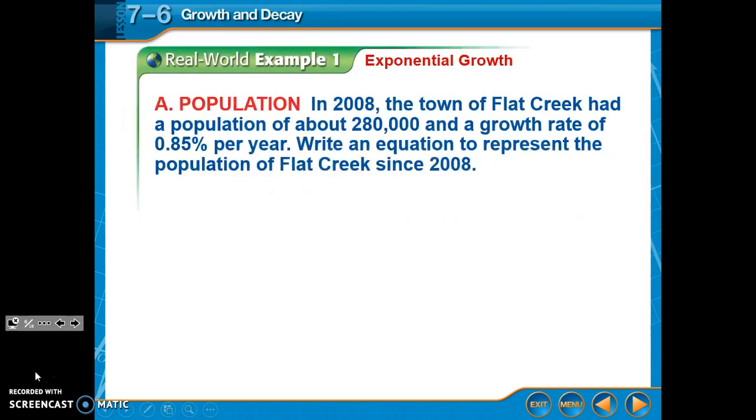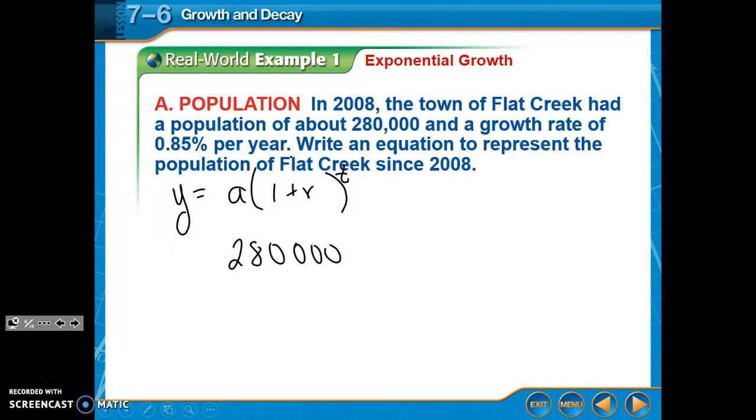Okay, so if we have a population: in 2008, the town of Flat Creek had a population of 280,000 and a growth rate of 0.85% per year. Write an equation to represent the population of Flat Creek since 2008. So we want to first start with our equation. Remember, our equation is y equals a times 1 plus r to the power of t. Remember, a is how much we start out with. So they're saying they had a population of 280,000. So that's what I'm going to put in for a.